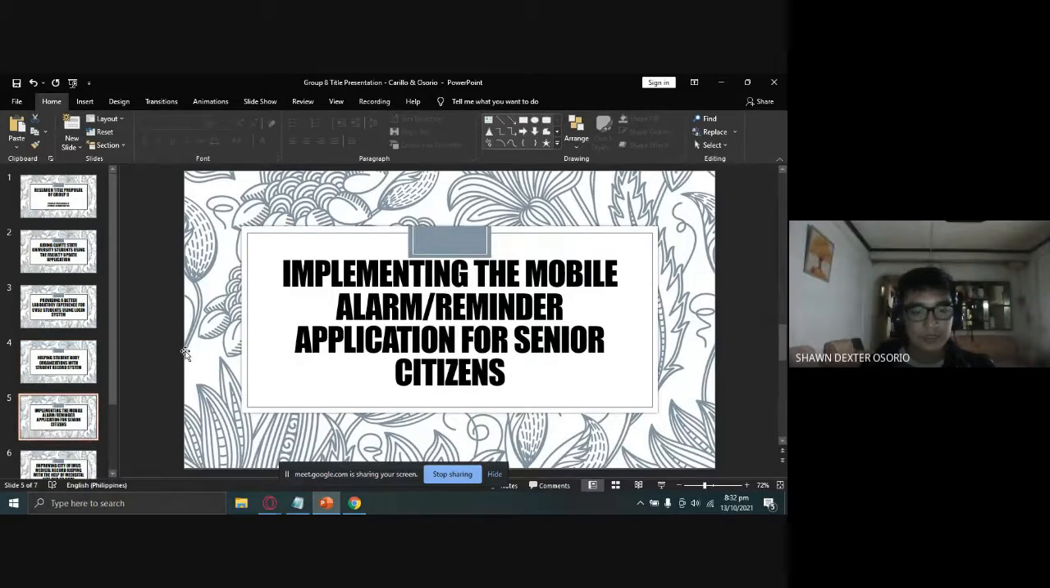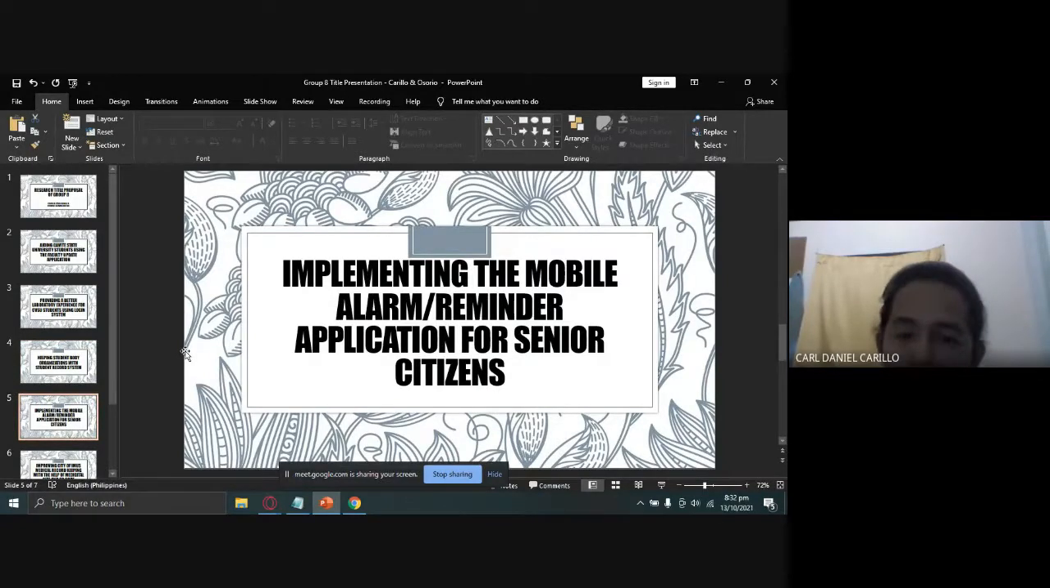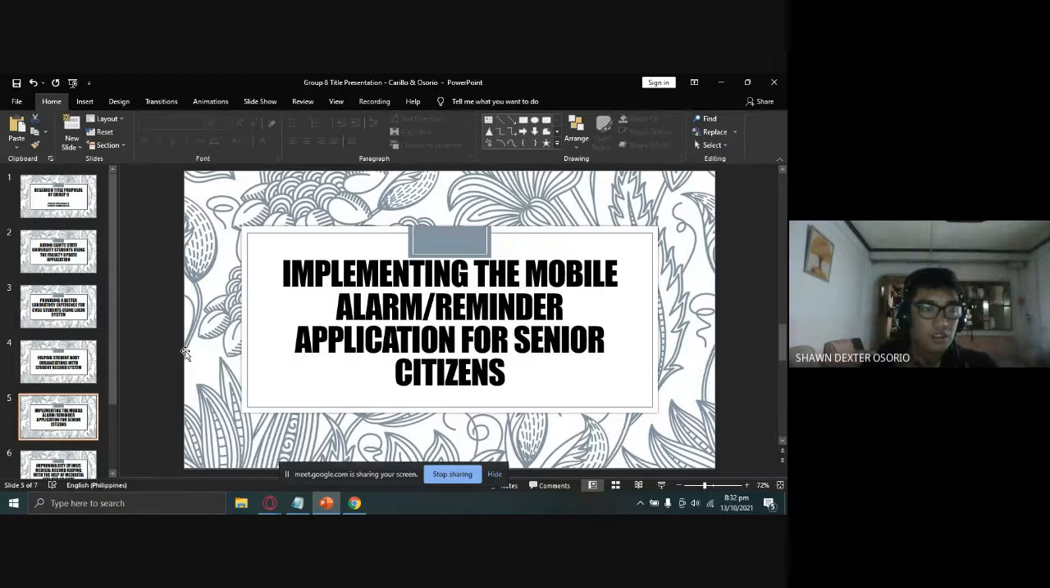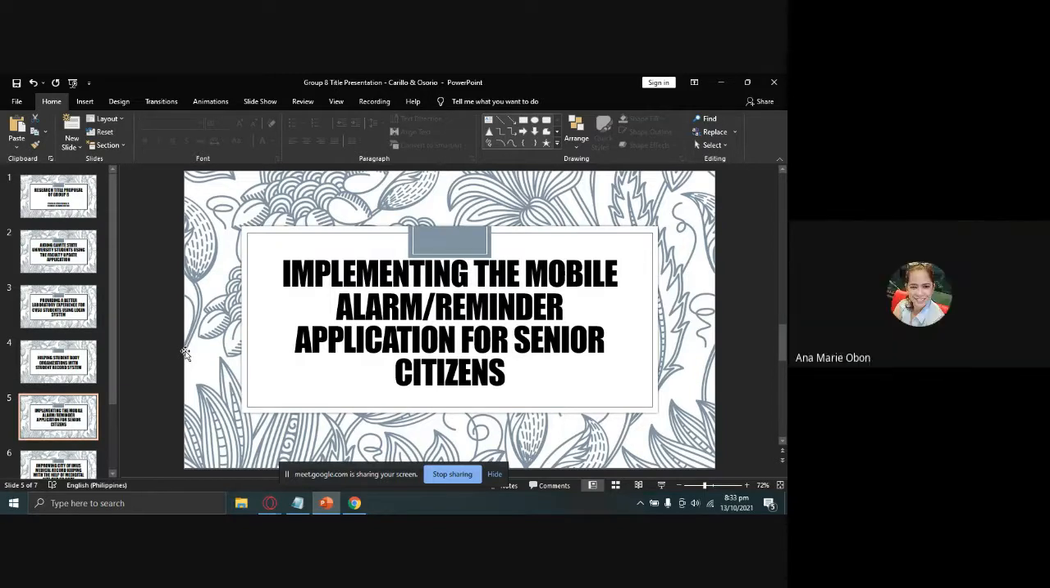Next. So our next title is implementing the mobile alarm reminder application for senior citizens. So as far as we know, one sign of aging is being forgetful, and senior citizens really have to take their maintenance medicines, and those two don't really work well with each other.